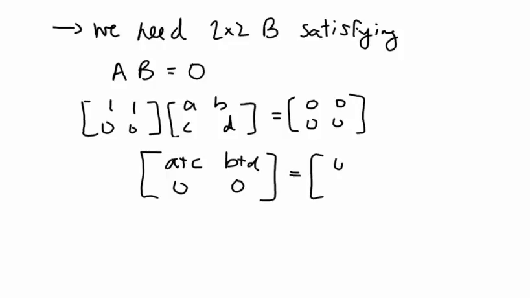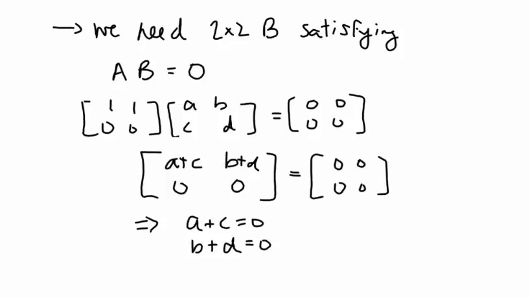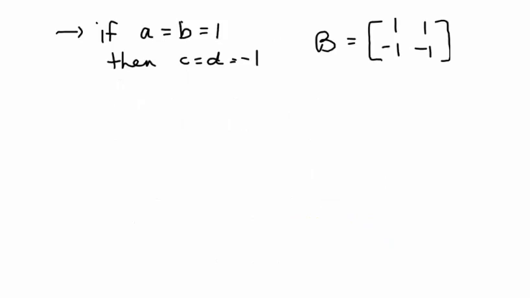So we would like this matrix to be equal to the 2 by 2 zero matrix, and this implies that we must have a plus c equal to 0, and we must have b plus d equal to 0, or in other words, we must have a is equal to negative c, and also equivalently b must be equal to negative d. So if we take a and b to both be equal to 1, then we have c and d are both equal to negative 1, and our constructed matrix B looks like this.